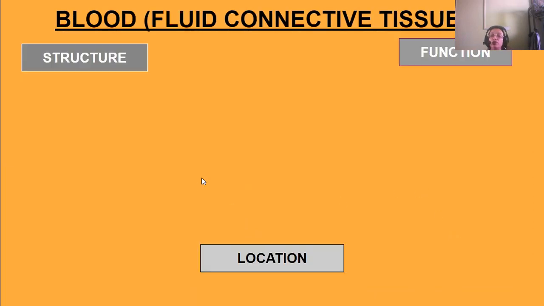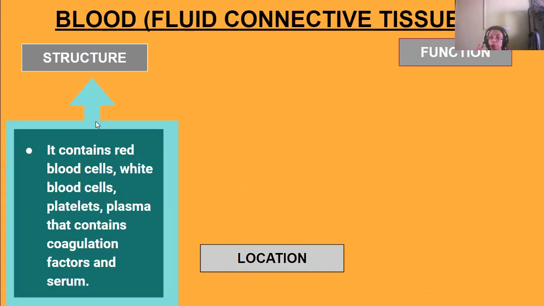Next, we come to the blood. We come to the fluid connective tissue. So we have completed what? Connective tissue proper, supportive connective tissue, and then we have come to fluid connective tissue. So first we come to the structure of the fluid connective tissue, blood. Two types of fluid connective tissue are there, blood and lymph. So first we are discussing the blood.